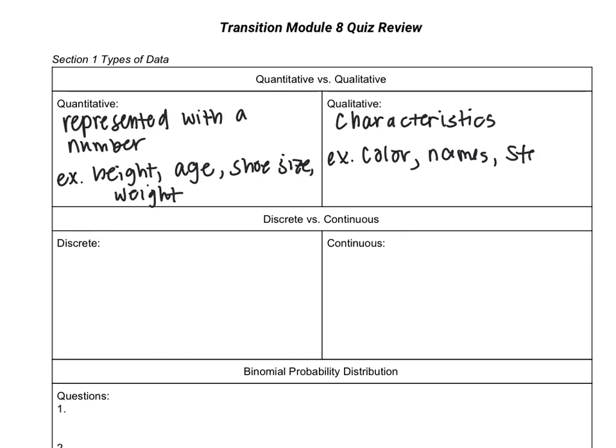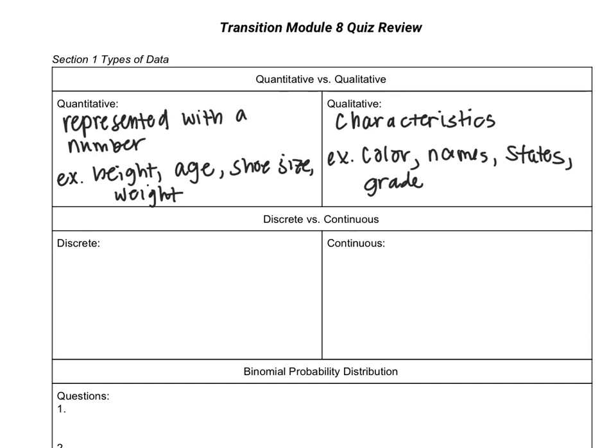States, so if we were to collect data on states you were born in, states you've lived in, states you've visited, that would be qualitative. And then lastly, your grade, not just the grades you are in school, but the grades you earn in your classes, because those are represented by letters, A, B, C, D, or F.